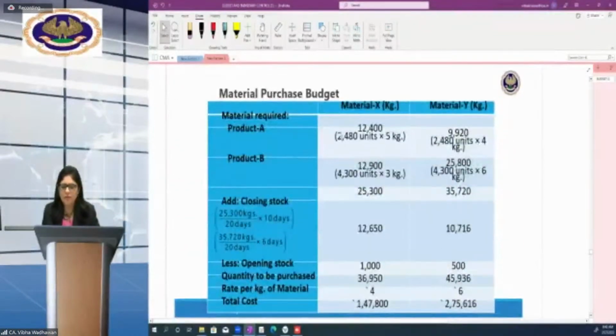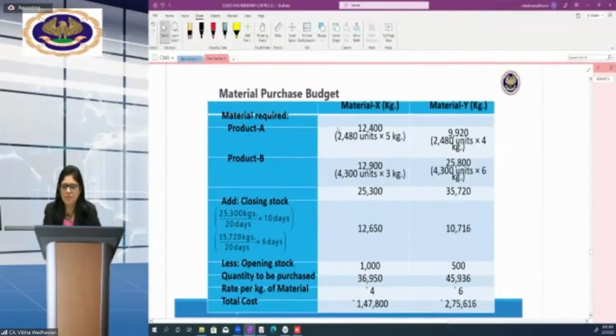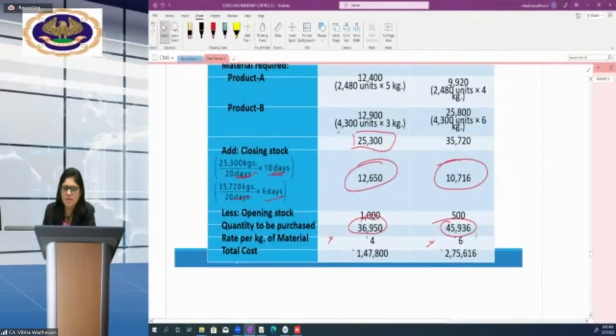Then the raw material purchase budget. So this is the raw material purchase. See, this is the consumption units which we have calculated. Let's add opening stock. So this consumption was for the 20 days. We have calculated for 10 days and 6 days respectively. So this is the quantity to be purchased multiplied by the raw material cost per kg, which is given in the question, and you will get the total cost of raw material purchase.